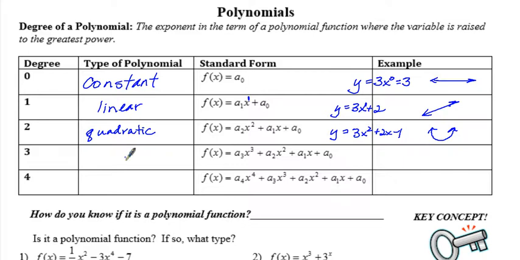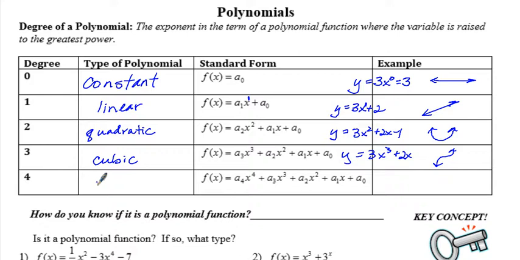A degree of 3 is called a cubic. This is the standard form here. See how the highest power is a 3. An example might be y equals 3x cubed plus 2x. And I'm just going to leave it at that just to show you that this is still a cubic function, even though we have a linear term here and no other terms. Since the highest power is 3, that's the cubic function. If you remember correctly, this is a cubic. That's what a cubic looks like.